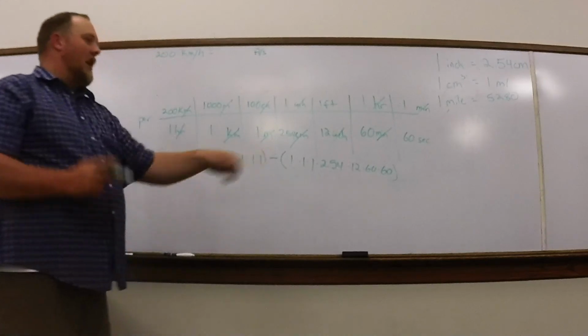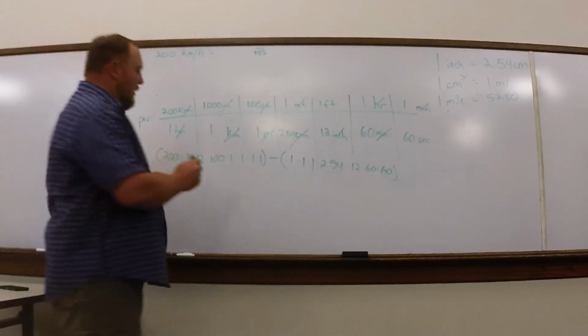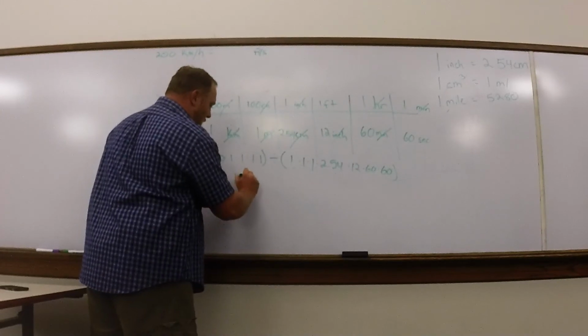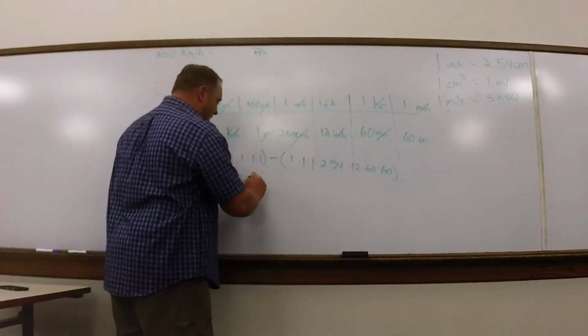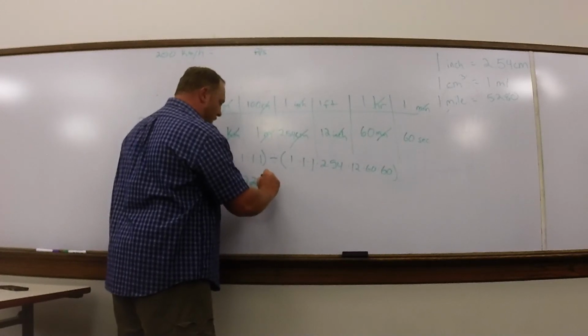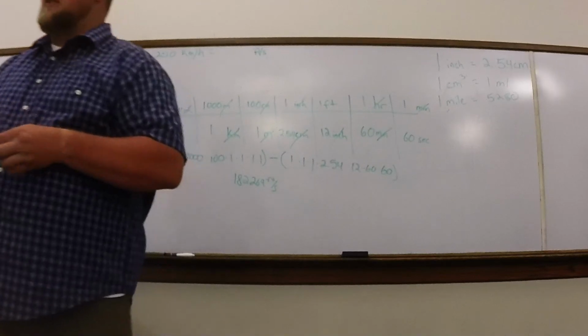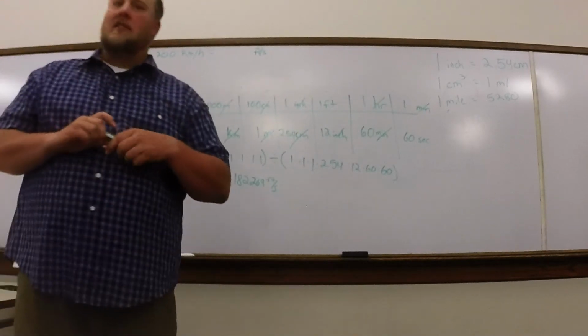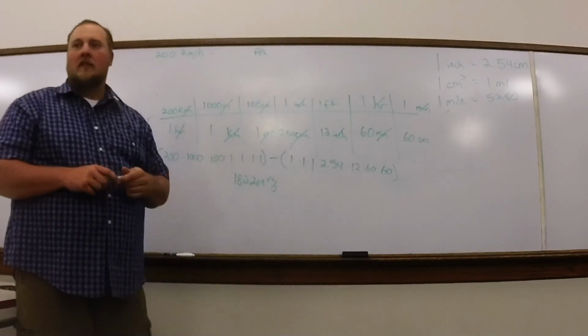Okay, so this is what our calculator should look like. And if you plug that answer in, you should get 182.269 feet per second. Are there any questions? Everyone got that answer? Does everyone understand how we're doing this?